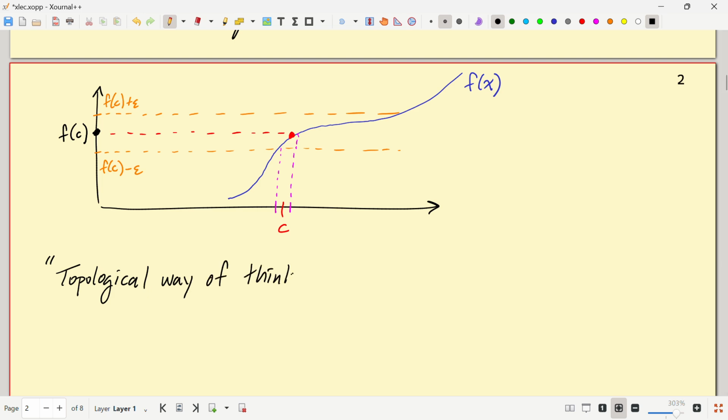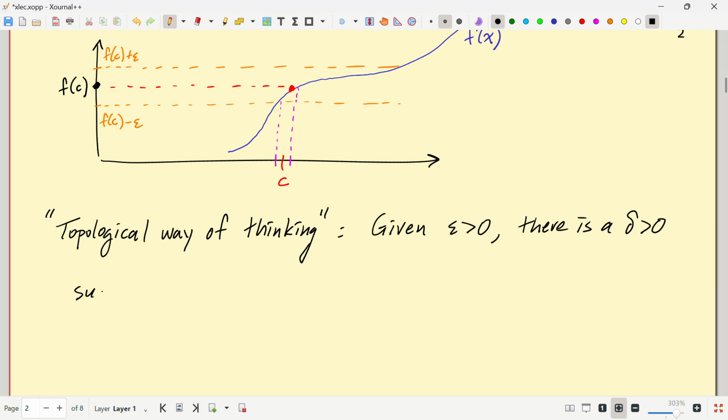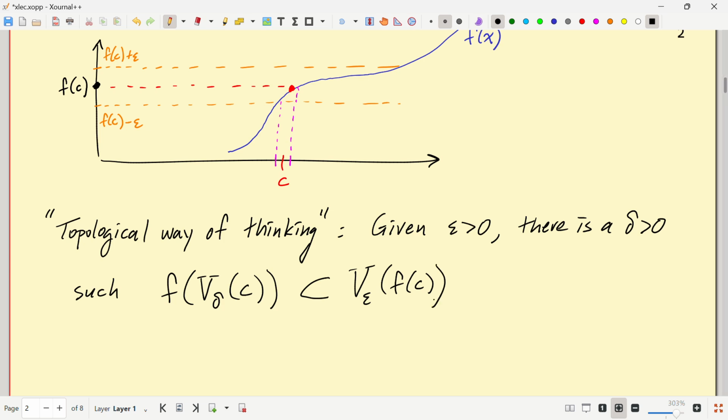Topological way of thinking is that given epsilon bigger than 0, there is a delta such that f of the little neighborhood interval, V delta of c, is contained in V epsilon of f of c. That's exactly the same thing as in the picture.